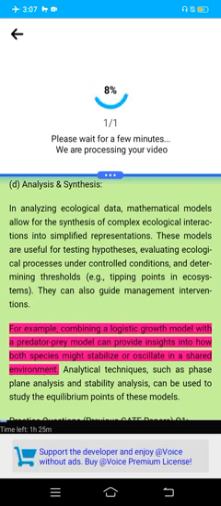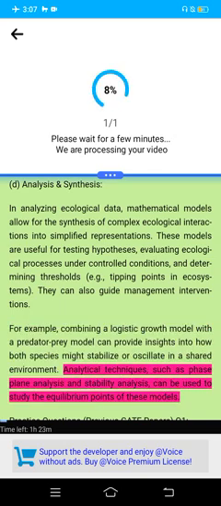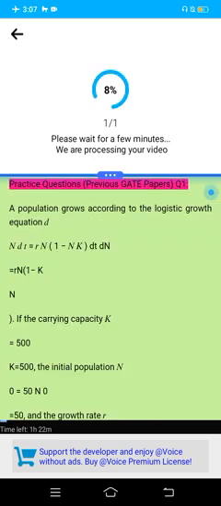For example, combining a logistic growth model with a predator-prey model can provide insights into how both species might stabilize or oscillate in a shared environment. Analytical techniques, such as phase plane analysis and stability analysis, can be used to study the equilibrium points of these models. Practice questions. Previous GATE papers.